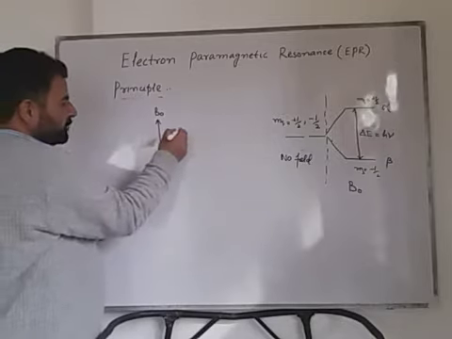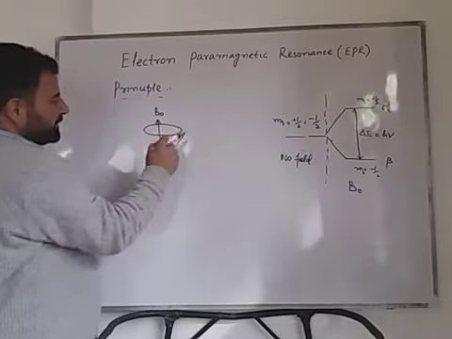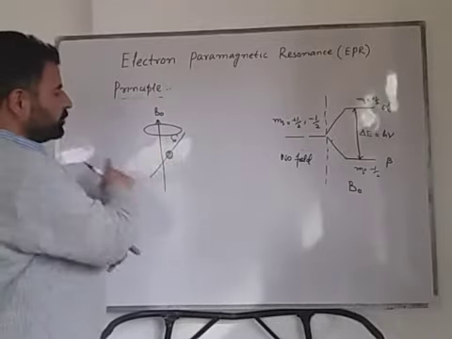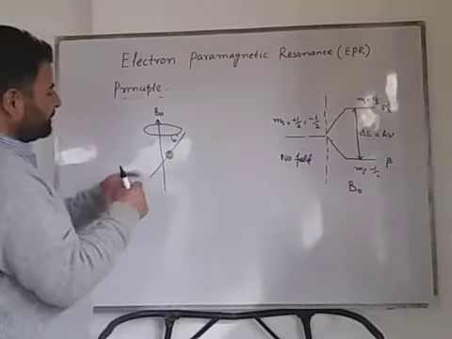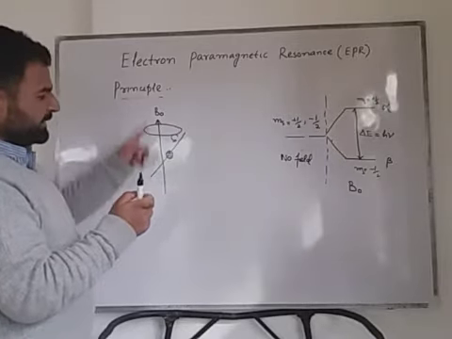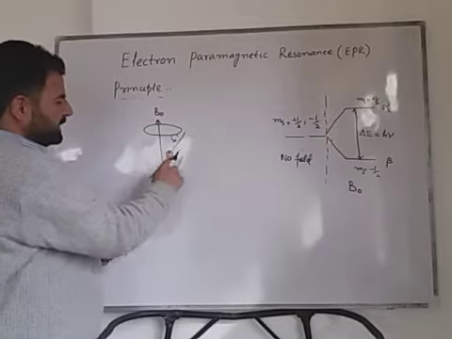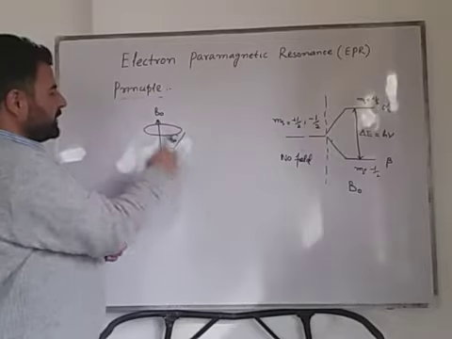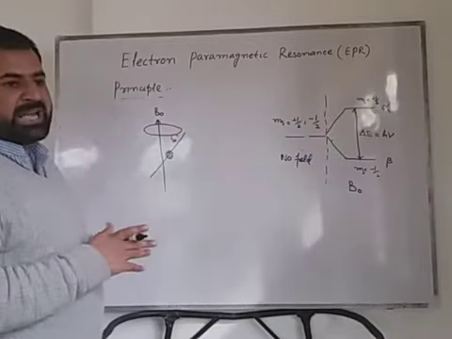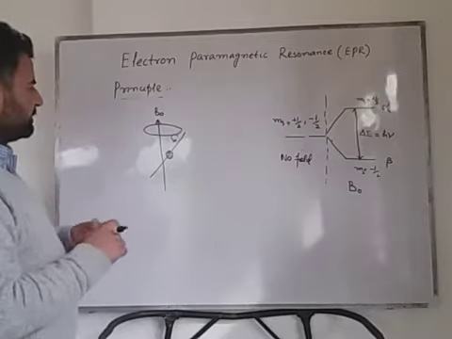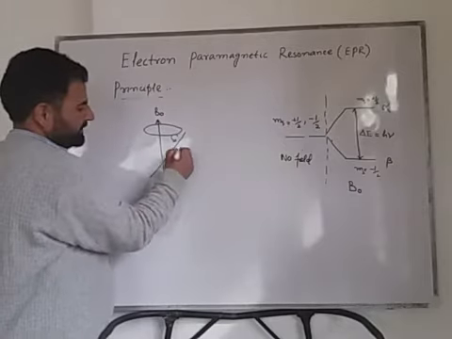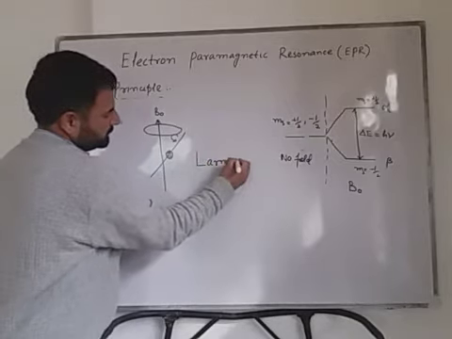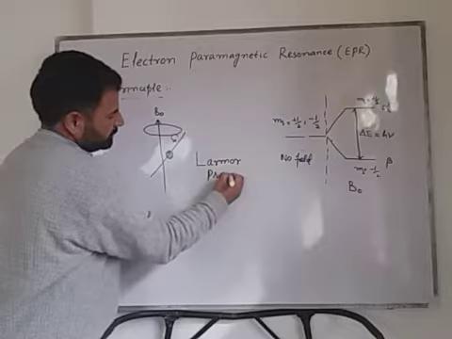That torque will make the axis of this electron precess around the axis of the external magnetic field. So it will precess the axis of this spinning electron around the axis of the external magnetic field. There will be some frequency of this precession, and that frequency is called the Larmor precession frequency.